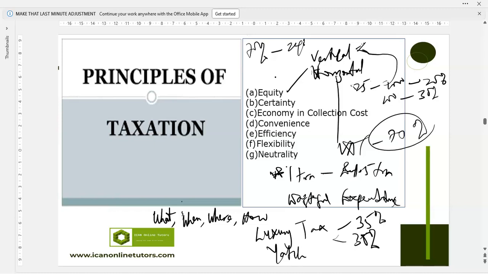Then we have difficult to evade. A good tax system must provide tools for catching up with tax evaders and plugging loopholes in tax laws. So it should be easy to administer, and the cost of administration should be lower.